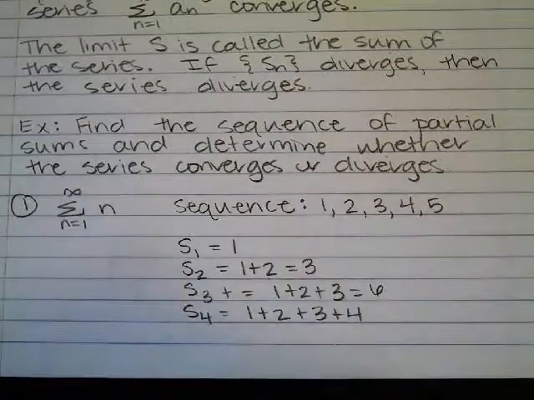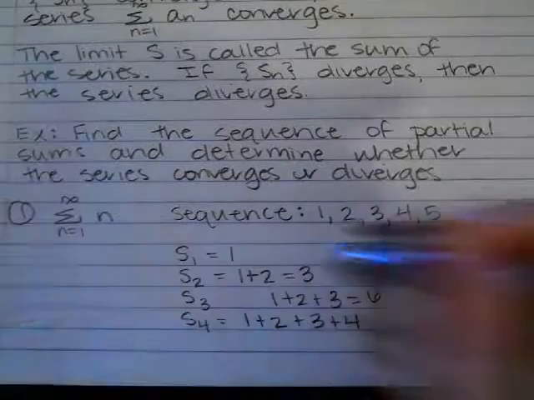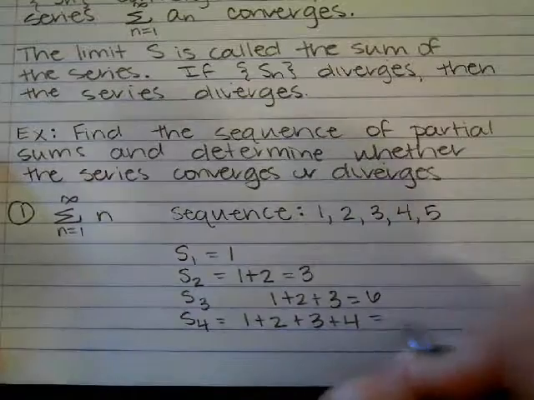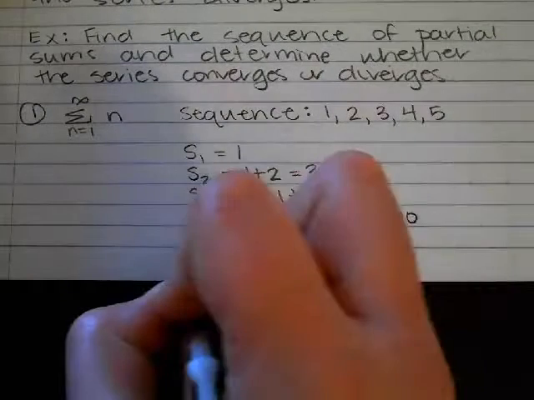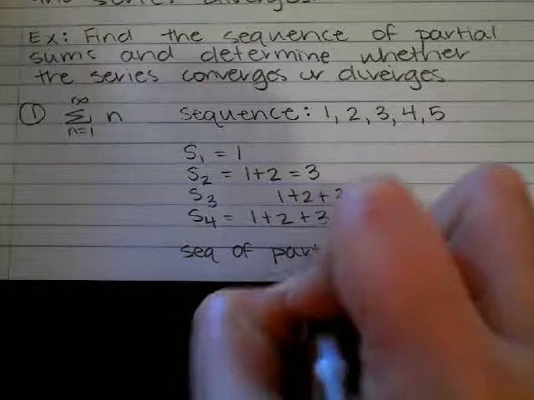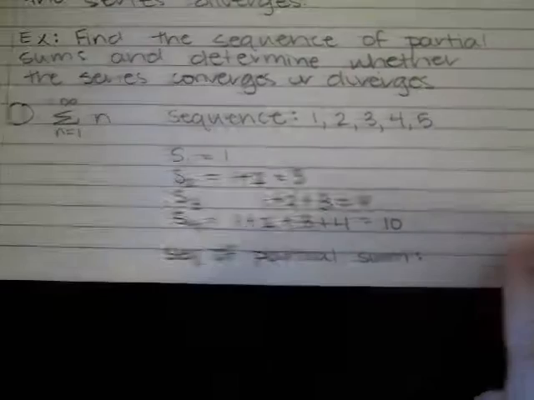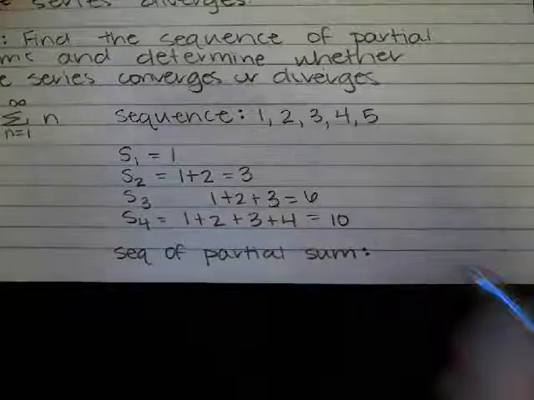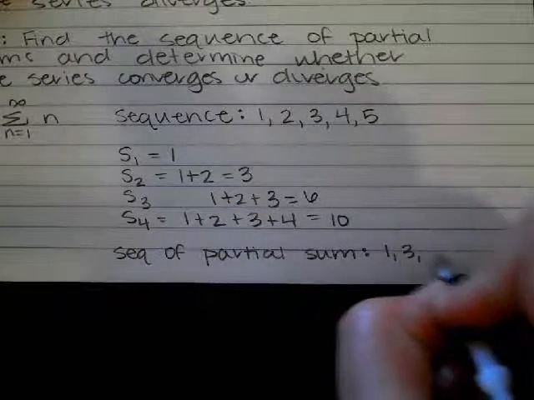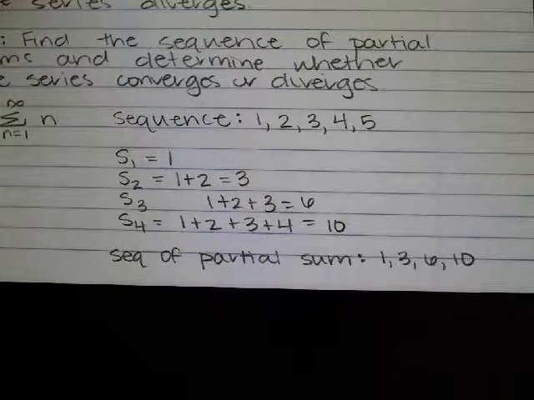Didn't need that there, which is 10. Okay. So if we write the sequence of partial sums, that would be 1, 3, 6, 10. You guys see the difference between the sequence and the sequence of partial sums? Does that make sense, the difference?